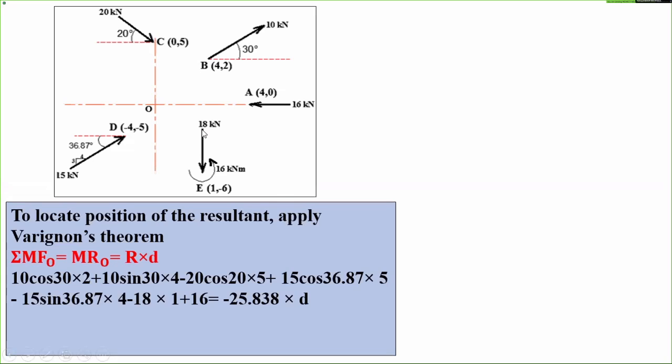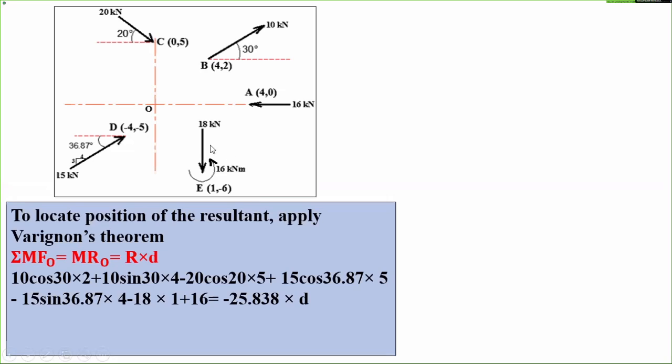Similarly, go to the 18 kilonewton force here. 18 kilonewton force, it's acting in downward direction. The perpendicular distance between the point O and 18 kilonewton force is nothing but its x coordinate. X coordinate is 1 here. So 18 into 1. And its moment, if you observe here, 18 kilonewton acting in downward direction. From the downward direction, move the force towards O. Automatically, you will get the direction. I am moving the 18 kilonewton force from the downward side towards O. So I am getting the clockwise direction.